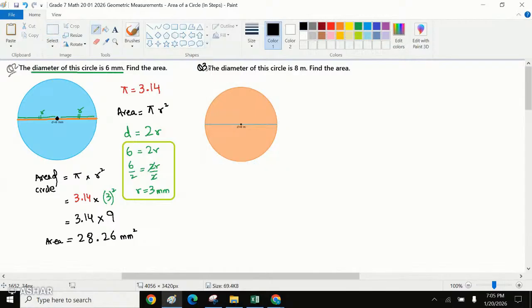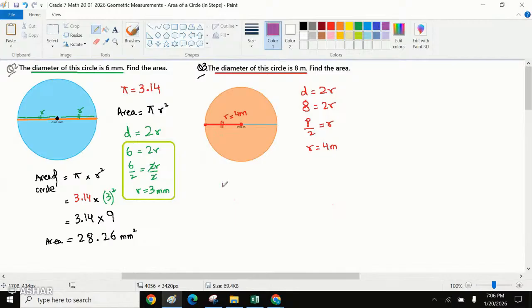In question number 3, what they are saying is the diameter is given as 8 meters. We know that a diameter is always twice the radius. If the diameter was 8, then the radius would come out to be 8 divided by 2 is 4, and the unit was meters. So can we say that the radius for this shape, the radius from the center to the circumference, is 4 meters. Agreed?